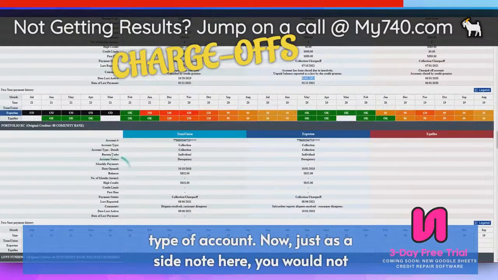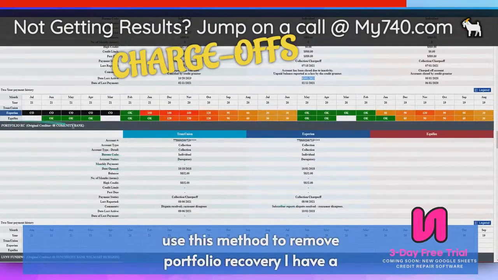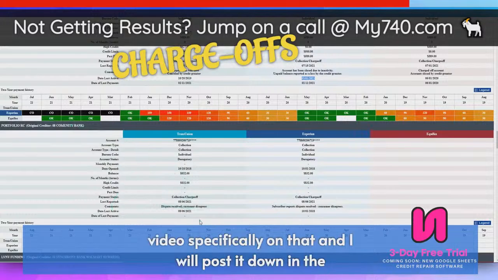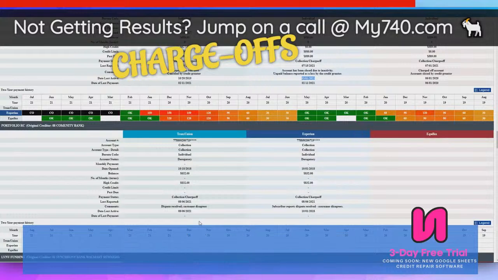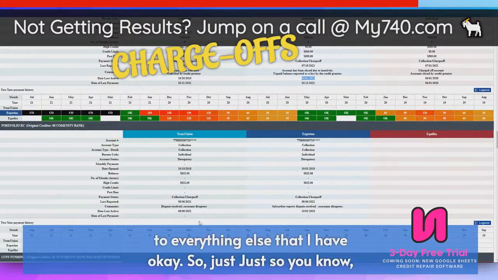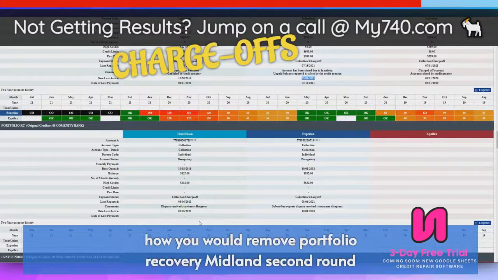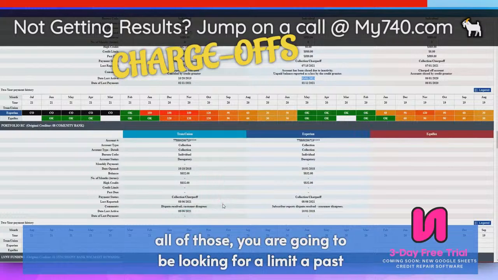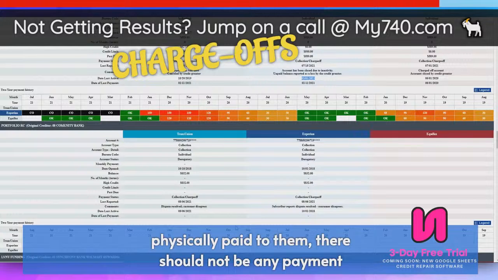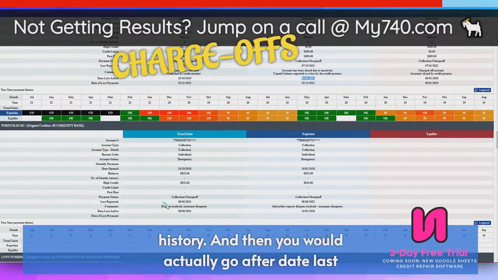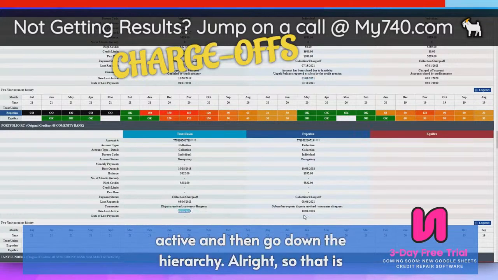Now, just as a side note here, you would not use this method to remove portfolio recovery. I have a video specifically on that, and I will post it down in the description where you can find all the other links to everything else that I have. Okay. So just so you know how you would remove portfolio recovery, Midland, second round, all of those, you are going to be looking for a limit, a past due, as well as payment history. Okay. So unless you physically paid to them, there should not be any payment history. And then you would actually go after date last active and then go down the hierarchy.